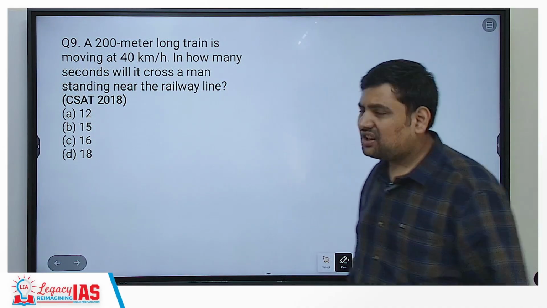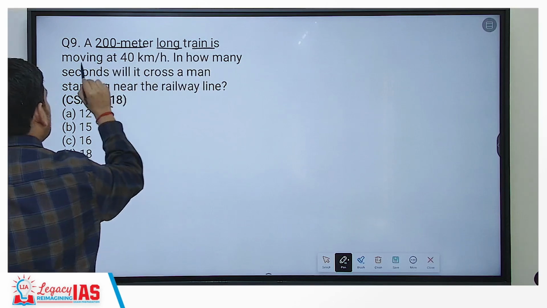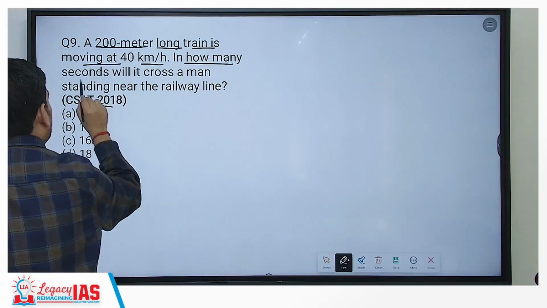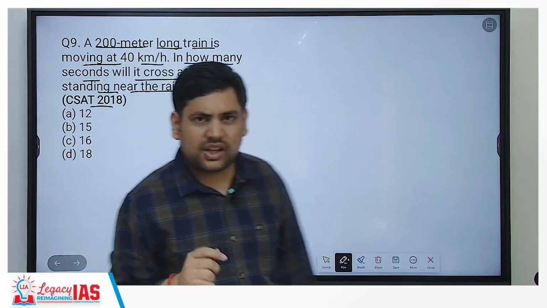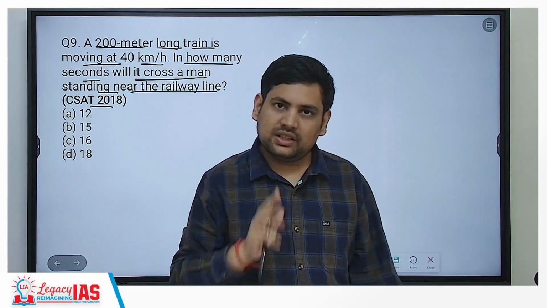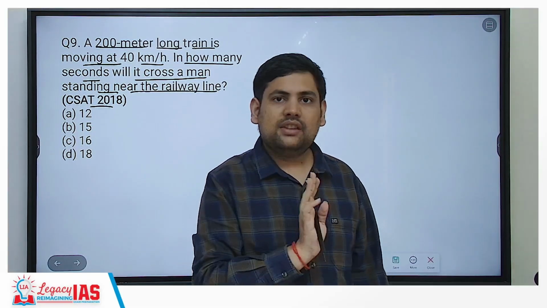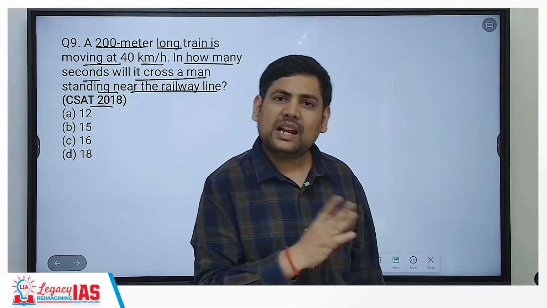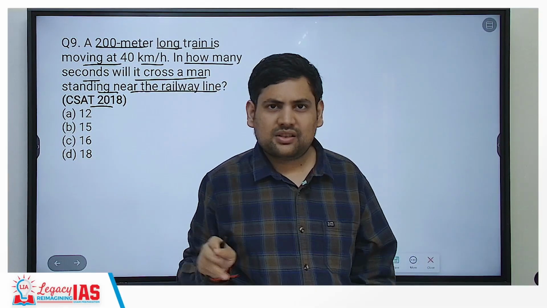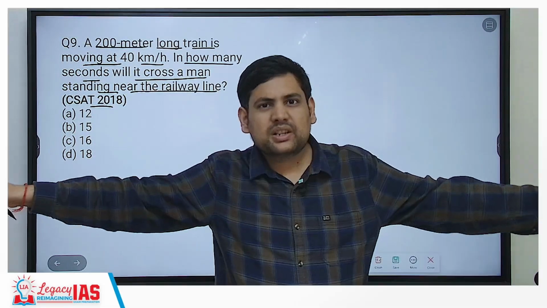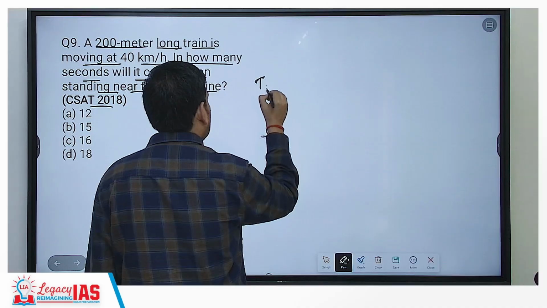Now, this is a similar question that was asked by UPSC. A 200-meter long train is moving at 40 km per hour. In how many seconds will it cross a man standing near the railway line? Now, a pole standing or a person just standing, not moving, is the same thing, correct? In whatever time it crosses the pole, in that time only it will cross the person also. We are not considering the width of the person because it is negligible with respect to the length of the entire train. So the formula and everything will still be the same.